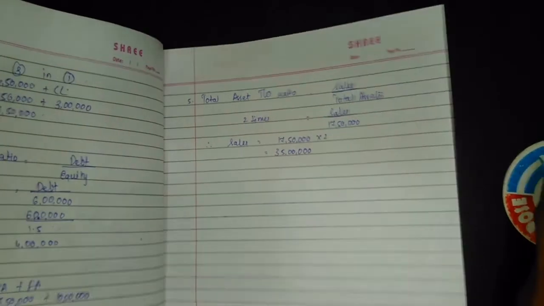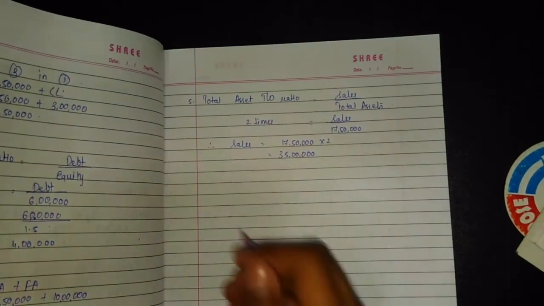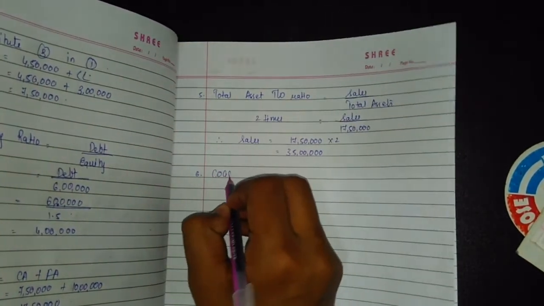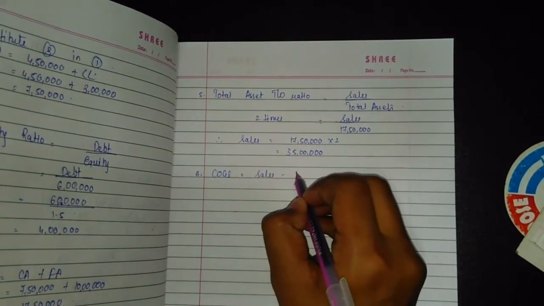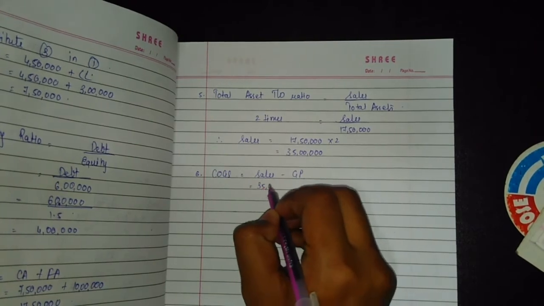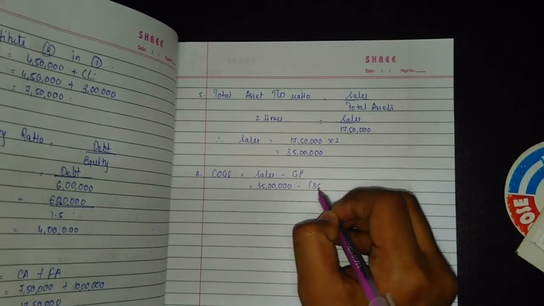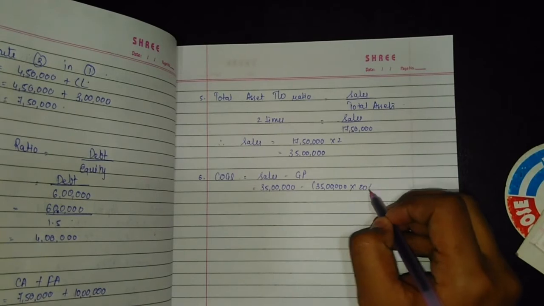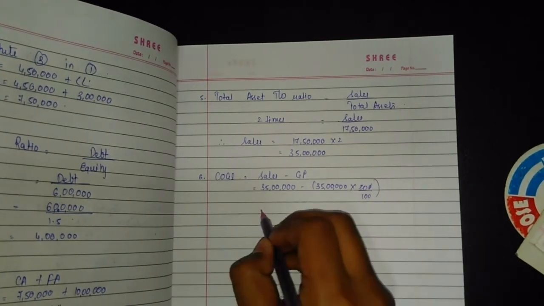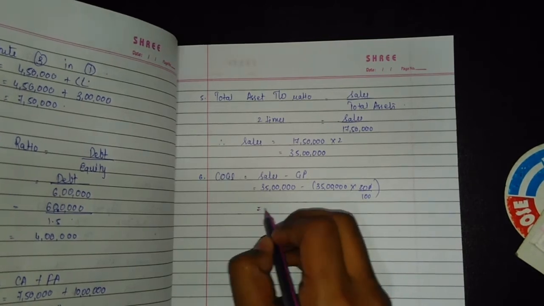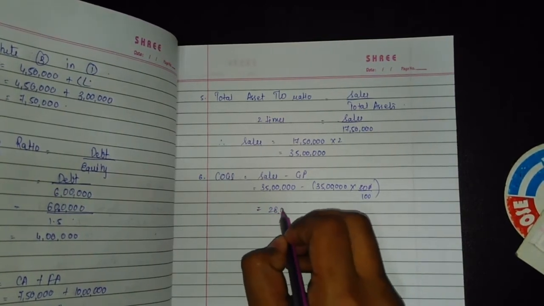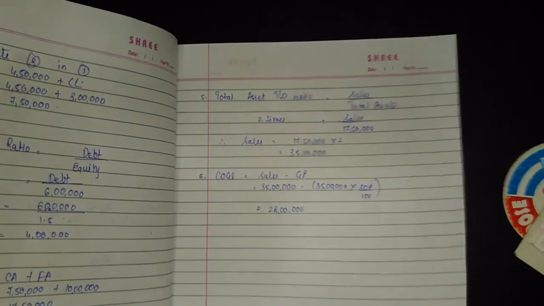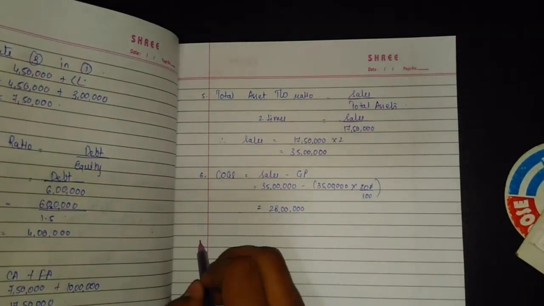Okay, this sum is a little bit bigger, but it is very easy. We have the GP ratio also, so with the help of the GP ratio we'll find COGS. COGS is equal to sales minus GP. Sales is 35 lakhs and GP is 35 lakhs into 20 divided by 100, which is equal to 7 lakhs. 35 lakhs minus 7 lakhs comes to 28 lakhs. So we got our COGS also. With the help of COGS, we will now find the stock.